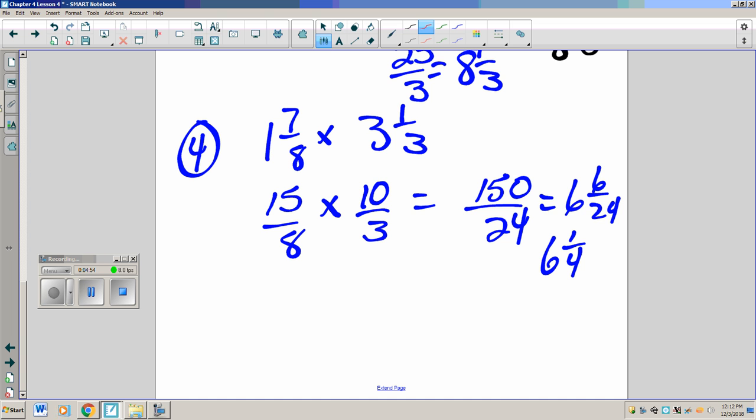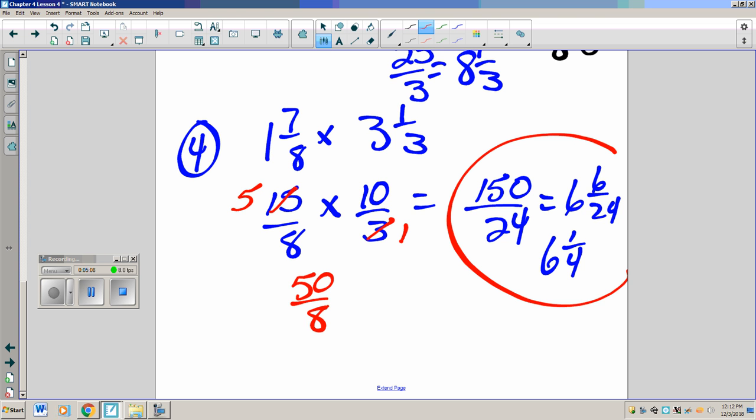So where cross reducing helps, keeps your numbers a little smaller. I don't mind you using a calculator when you're solving these kind of problems. If you cross reduce, 3 would go to 1, that goes to 5. You would end up with 50/8ths, which would be 6 and 2/8, which is 6 and 1/4.